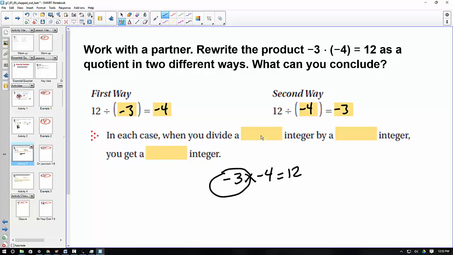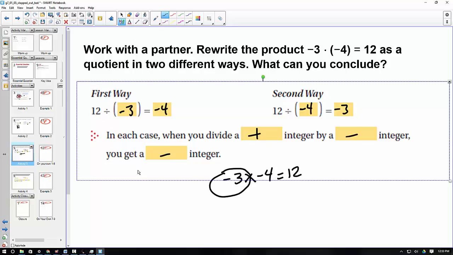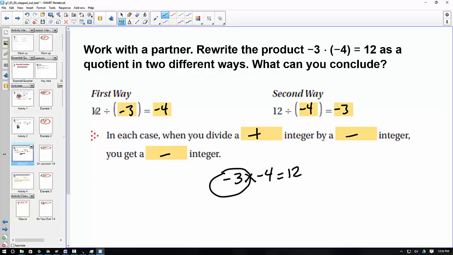So in each case, when you divide whatever integer by a, like let's say I divide a positive by a negative, you get a negative answer. That's your thing here. Because I have a positive divided by a negative equals a negative.